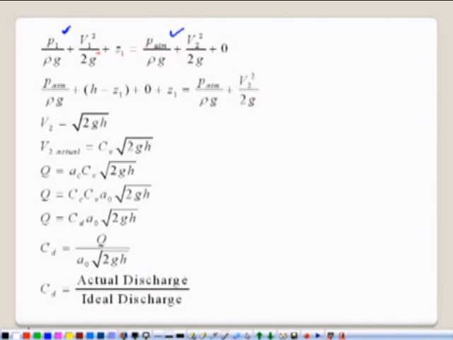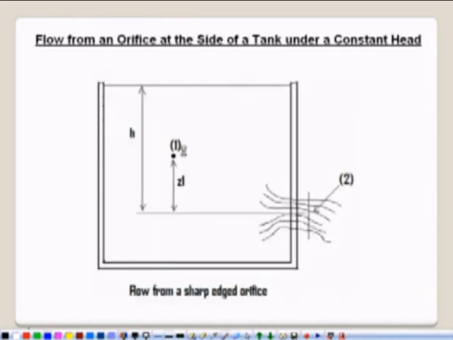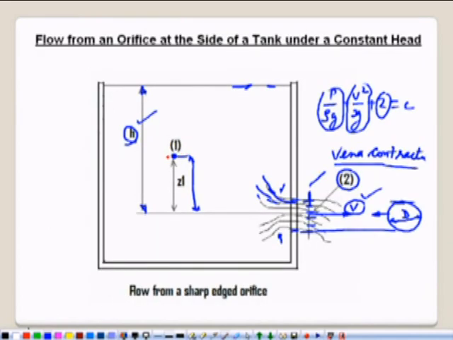Now this will relate V1 to V2, but our aim is to develop a relationship between V2 and H. So for that we have to somehow change the value of V1. It means that if we can find out the pressure head at 1 and pressure head at 2, how can we relate this pressure to this pressure? What is the pressure at this point? It is equal to atmospheric pressure. So at this point pressure is atmospheric.